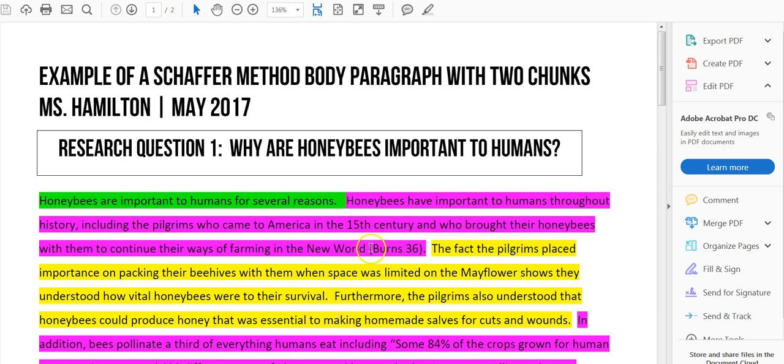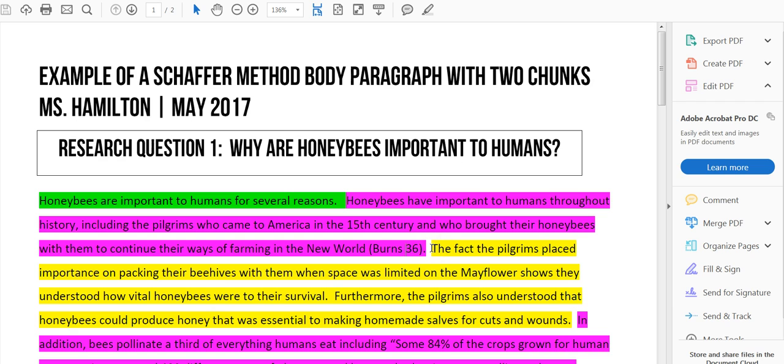Remember that with parenthetical references, we put that at the end of the sentence and the period goes on the outside. Because I have put this information in my own words, I do not need to use quotation marks. Now I'm ready to write my two commentary sentences. This is where I reflect on the information, connect it back to my research question, and interpret the information.